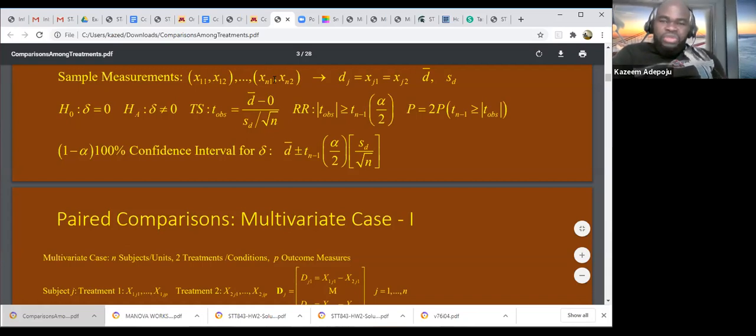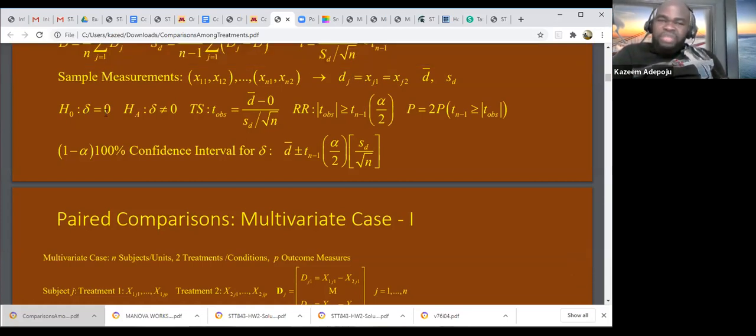So for D_j1 to be equal to D_j2, it means there is no difference between before and after. If there is no difference between before and after, the difference between them is 0. So what I'm going to be testing under the null hypothesis is theta equal to 0. Theta equal to 0 means that there is no difference between before intervention and after intervention. While the alternative indicates that there is a difference.